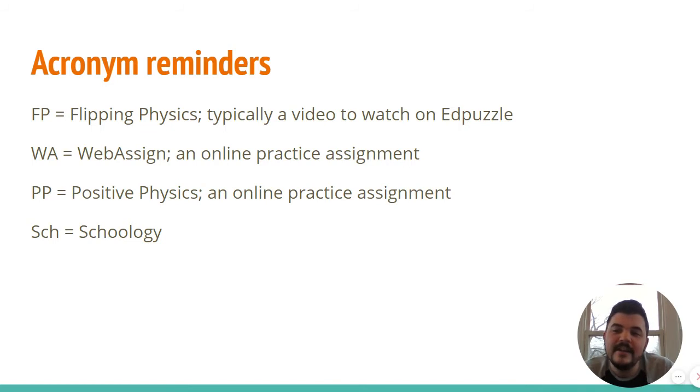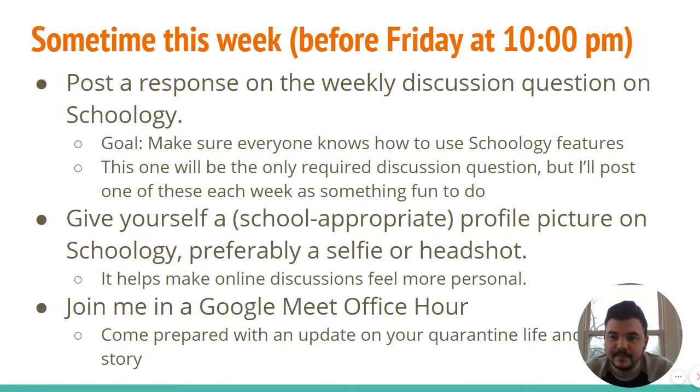So, first, at the beginning of each calendar for the week, I'll have a reminder of the acronyms I'm using. FP is Flipping Physics, which is telling you to go on Edpuzzle and watch a Flipping Physics video. WA is Web Assign, you know what that is. PP is Positive Physics, which is where we'll do some online practice as well. And Schoology is going to be abbreviated SCH.